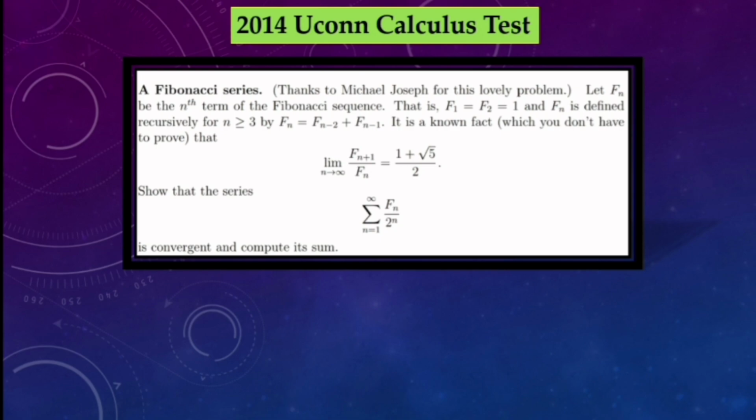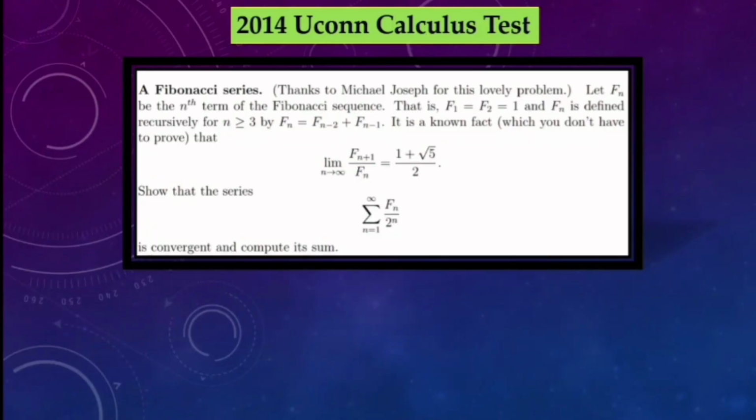Now obviously this is the standard definition of the Fibonacci sequence. It's a known fact, which in this case we don't have to prove, that the limit as n goes to infinity of Fn plus 1 upon Fn is equal to 1 plus root 5 upon 2. We need to show that the series, summation as n goes from 1 to infinity of Fn upon 2 to the power n, is convergent, and we have to compute its sum.